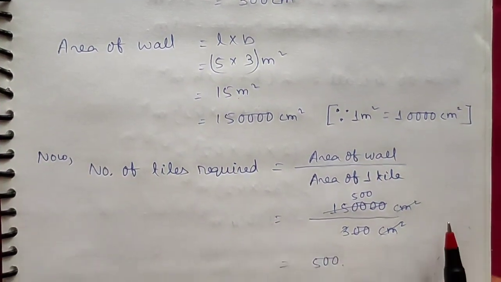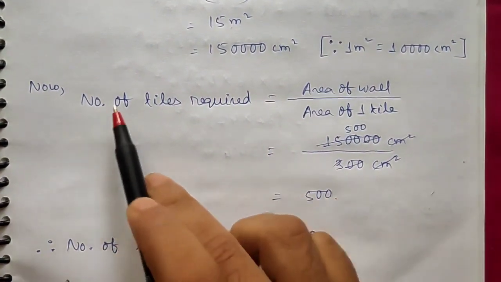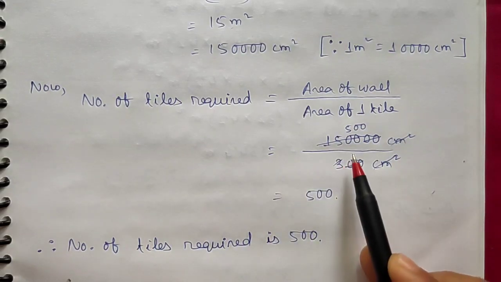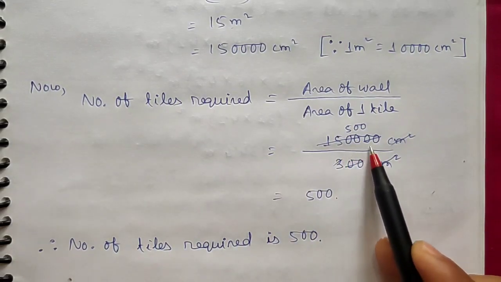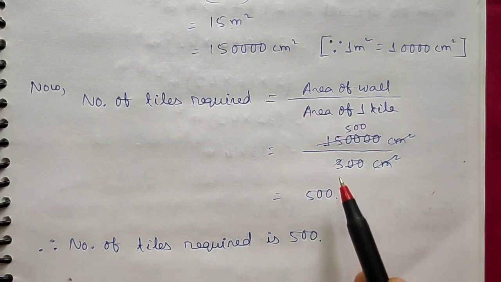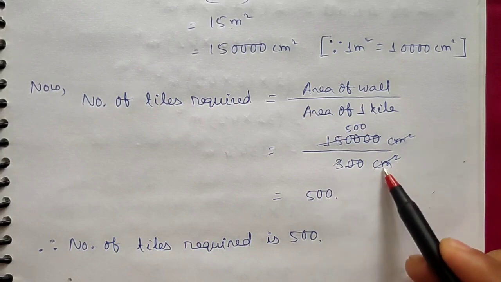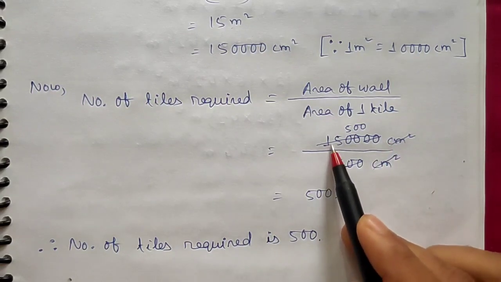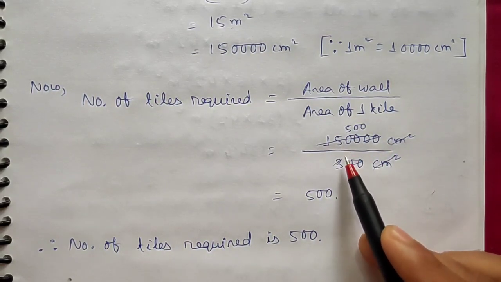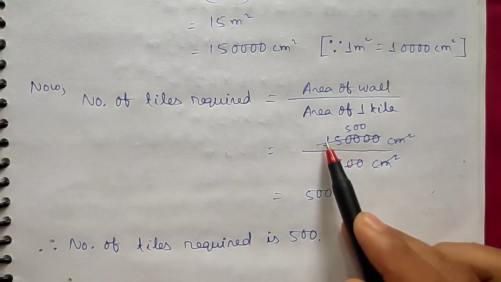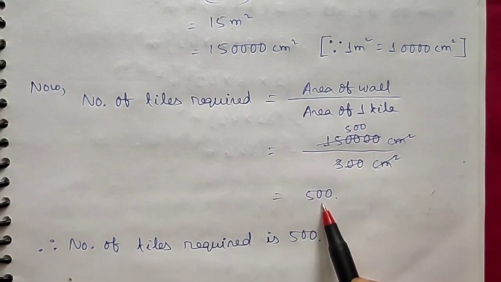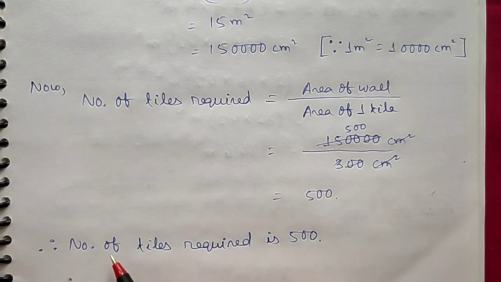Okay, now number of tiles required will be area of wall divided by area of one tile. Area of wall is 1,50,000 centimeter square divided by area of tile, which was 300 centimeter square. So centimeter square cancels, the zeros cancel, remaining 1500 divided by 3, and 3 into 500 is 1,500. So the answer is 500. Therefore number of tiles required is 500.